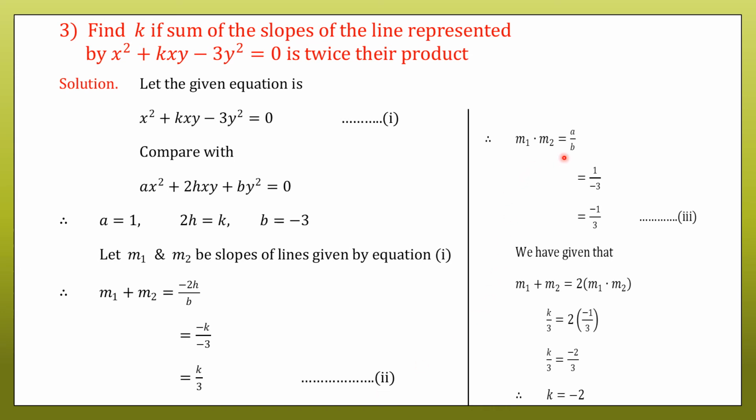Also, m1 multiplied by m2 equals a divided by b. Here a is 1 and b is minus 3, so it equals 1 divided by minus 3, equal to minus 1 divided by 3, denoted by equation 3. We are given the condition that m1 plus m2, the sum of the slopes, is twice their product. m1 plus m2 equals 2 into m1 multiplied by m2. Here m1 plus m2 is k divided by 3 and m1 multiplied by m2 is minus 1 divided by 3. So k divided by 3 equals 2 into minus 1 by 3, that is minus 2 by 3. 3 cancels. We get k equal to minus 2.